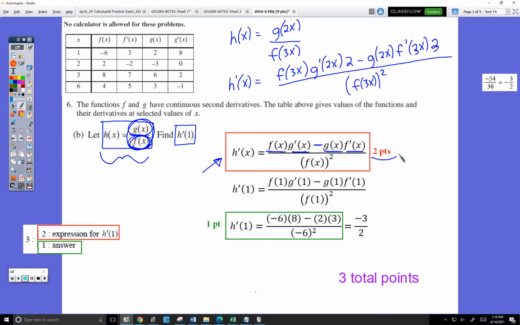So if you do the quotient rule, you get 2 points. I don't think they'll give you partial credit unless you get the quotient rule right. So it's 2 or nothing. And then if you don't get this right, you can't get the 3rd point.